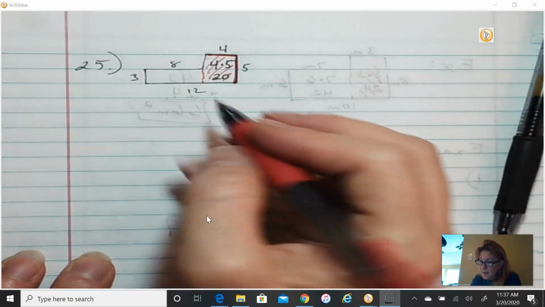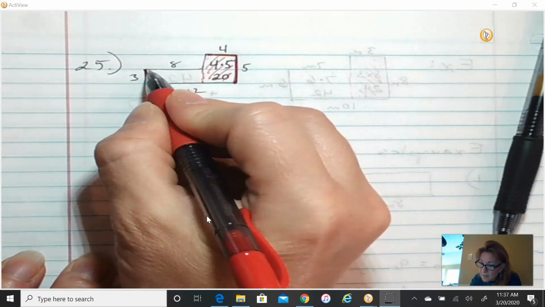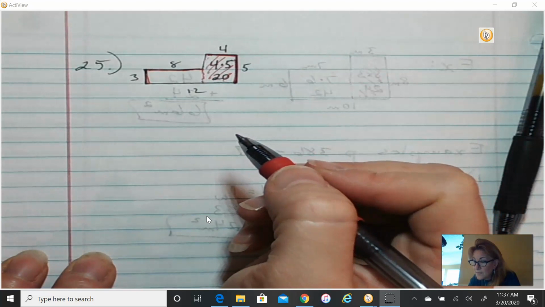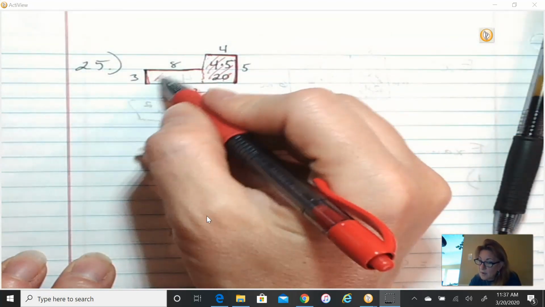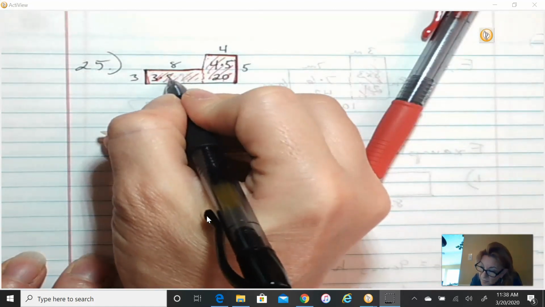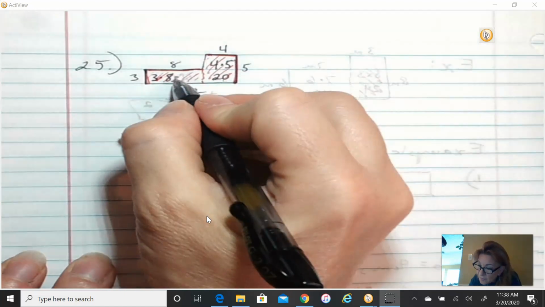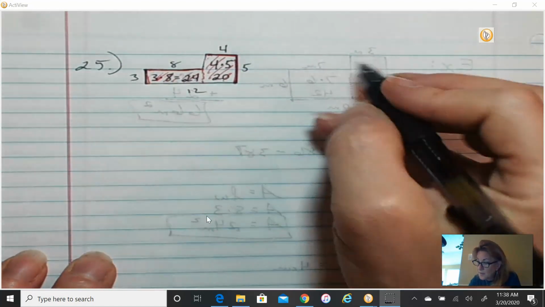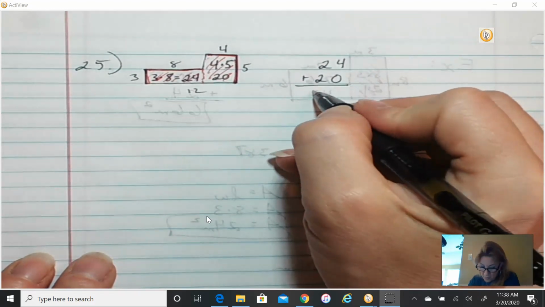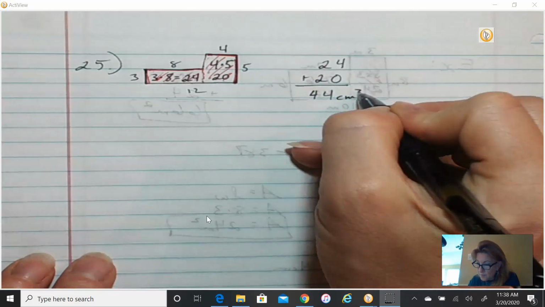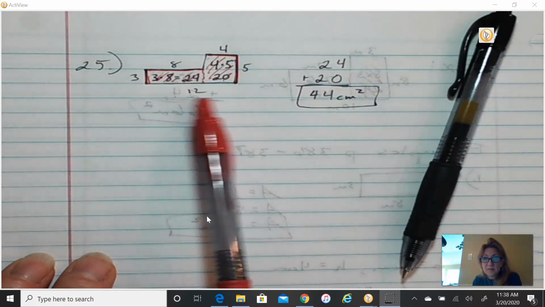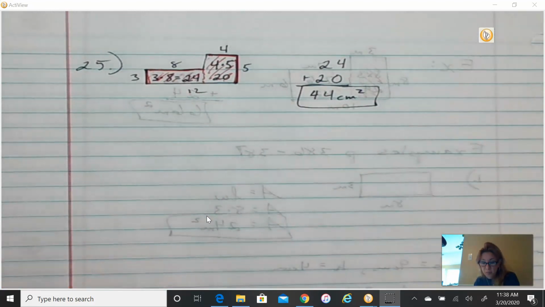And then here I have 3 times 8. See how it stops right there? Okay, so that's for this right here. That would be 3 times 8. That's going to give you 24. So then you do 24 plus 20, and that gives you 44 centimeters squared. You notice that this 12 you didn't even really need. So it really depends on how you do your problem, how you break it up.